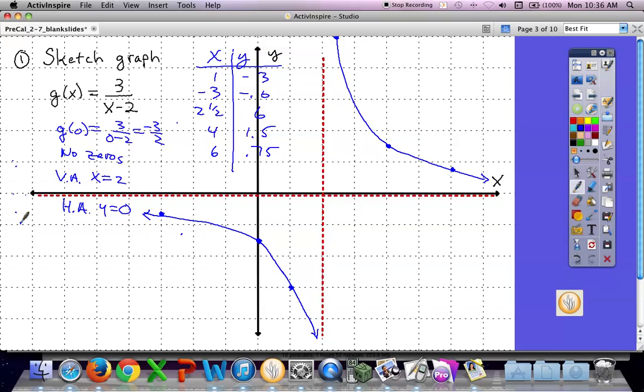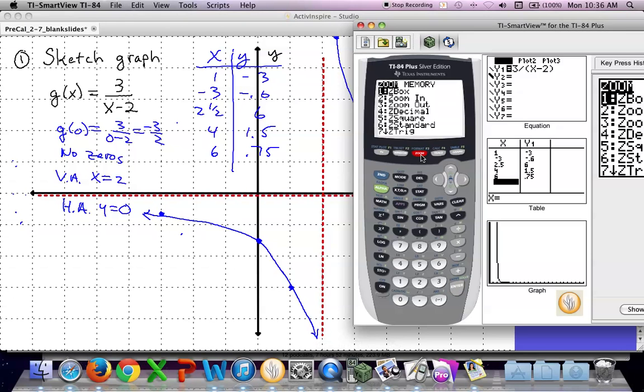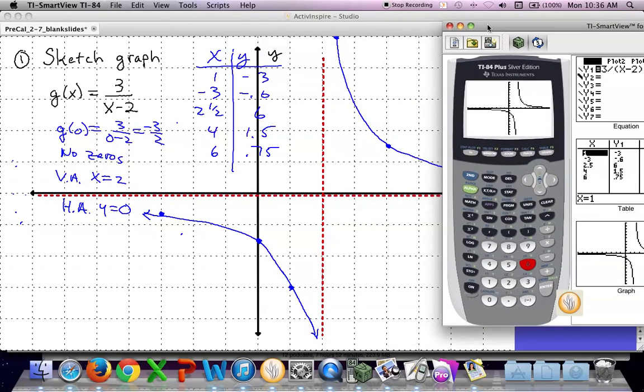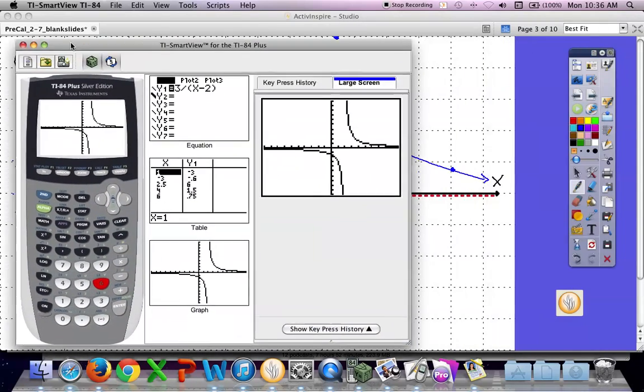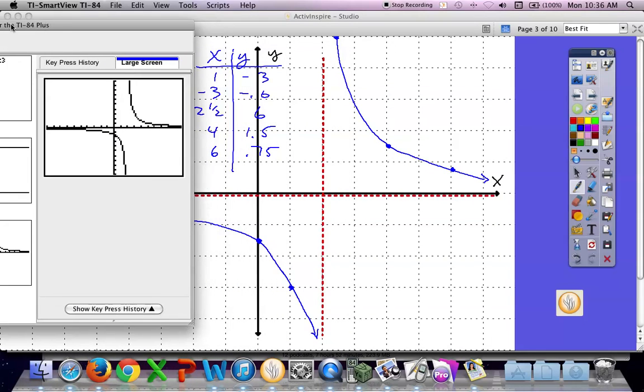Now, if we go back to the calculator and look, graph, let me zoom 6. Does that look pretty close? Or maybe drag it on this side. Does that look pretty close?